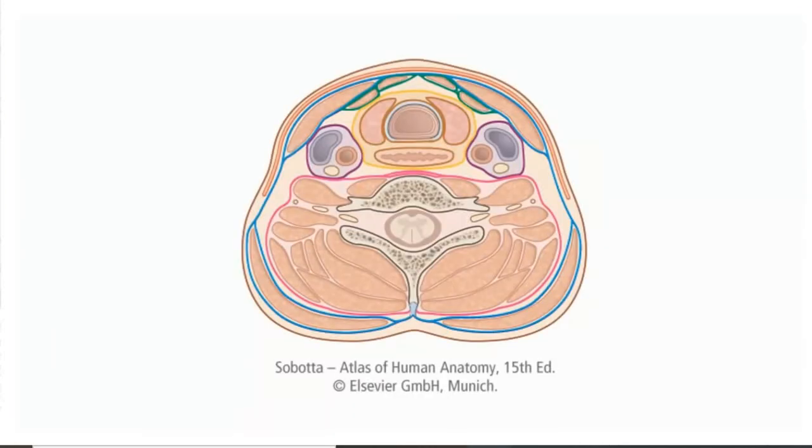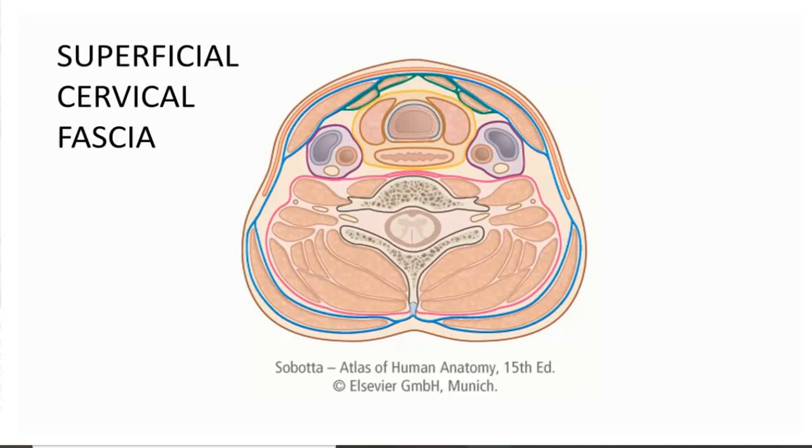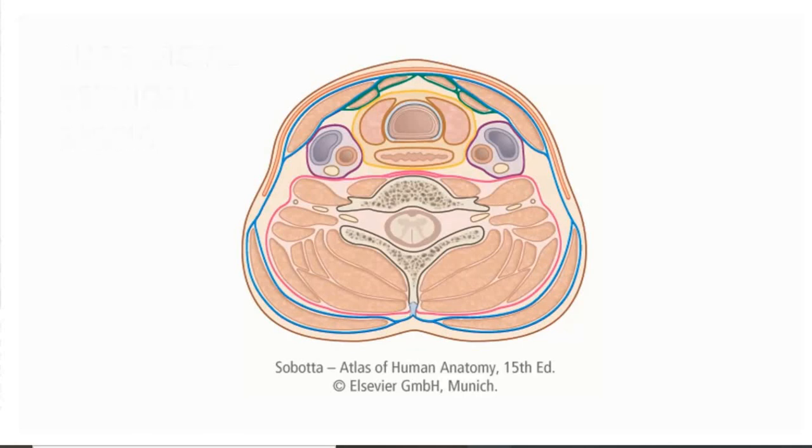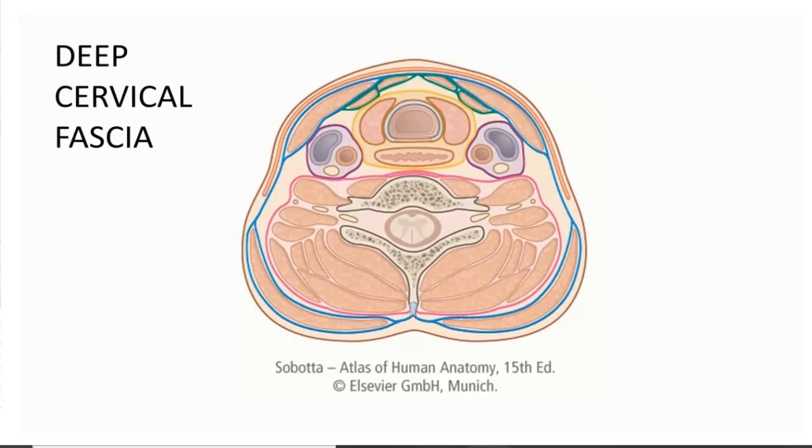We usually distinguish superficial cervical fascia and deep cervical fascia. Superficial cervical fascia is just a thin layer of subcutaneous tissue located between the skin and investing layer of deep cervical fascia. It contains fat, platysma, and some superficial veins. Deep cervical fascia is much more complex structure. We usually distinguish three layers: investing or superficial layer, pretracheal layer, and prevertebral or deep layer.